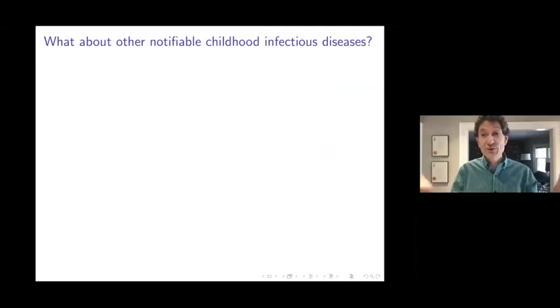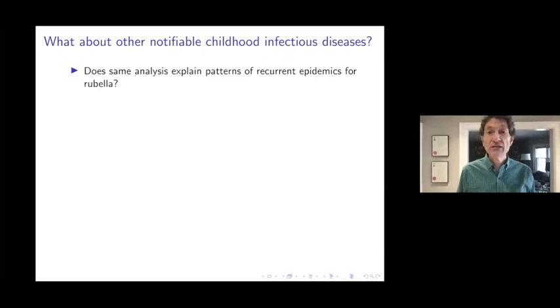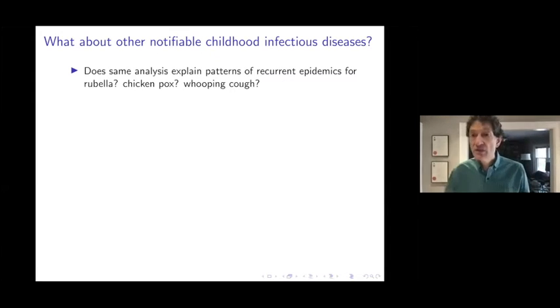Okay, well, that's great success for measles. With that in hand, we might say, well, what about other notifiable infectious diseases for which we have data? Clearly, we can play the same game. That is, we can apply exactly the same model, but with different parameter values, different mean latent periods, different mean infectious periods, and so on. What happens when we apply exactly this analysis? Does it explain recurrent epidemics for rubella, for chickenpox, whooping cough, which are other infections that were extremely prevalent in the 20th century?